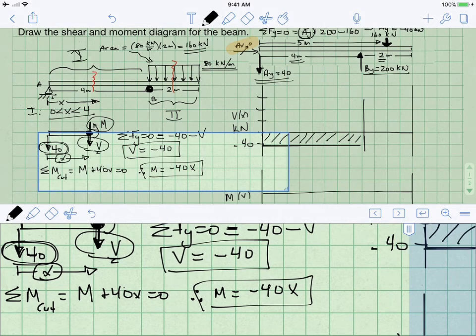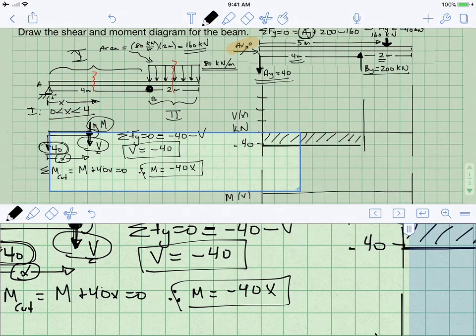So we should check, does dM/dx equal shear? Well, yes, it does, right? dM/dx, looking at this equation, is equal to minus 40. Minus 40 is what we found. And so that is true. That helps us know that we're in good shape. So M is equal to minus 40x.